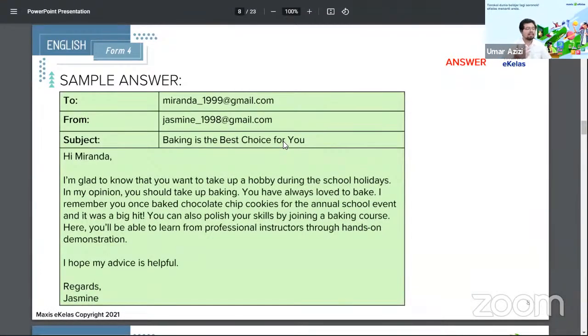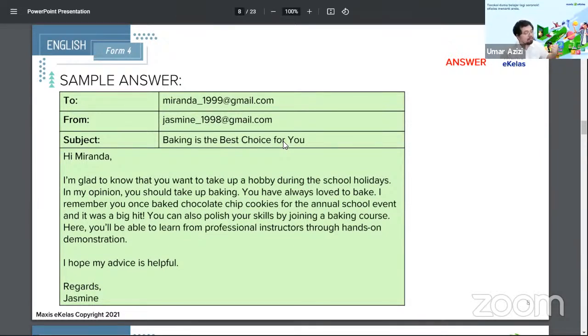So here is a sample answer. Again, now we are writing. So from Jasmine to Miranda, subject: what your thoughts are. What hobby is the best for them? And then you're going to have to explain why. So here the subject is, "Baking is the best choice for you." And they say, Hi Miranda, that's the greeting. Hello Miranda, hi Miranda. First sentence is going to be the reply.